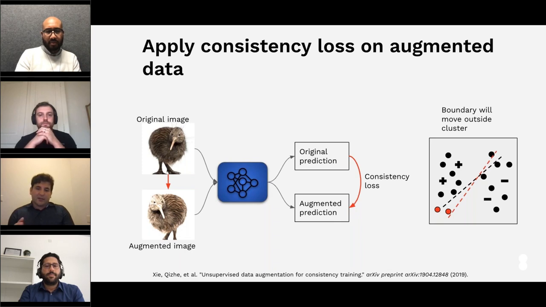And then you can look at it in terms of the cluster assumption. Assume we have two clusters. If, for example, the two red dots are such that one is an augmented version of the other, then the decision boundary shouldn't pass through them. It should pass outside of the cluster. So we're moving the decision boundary outwards.